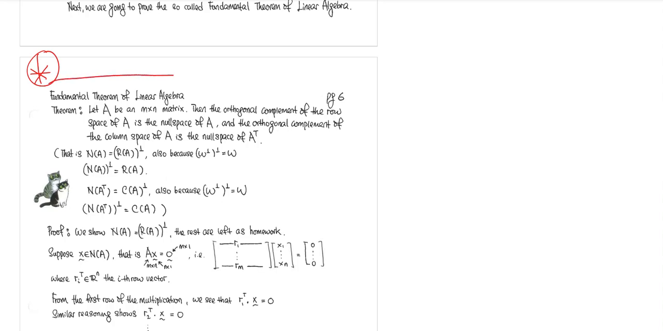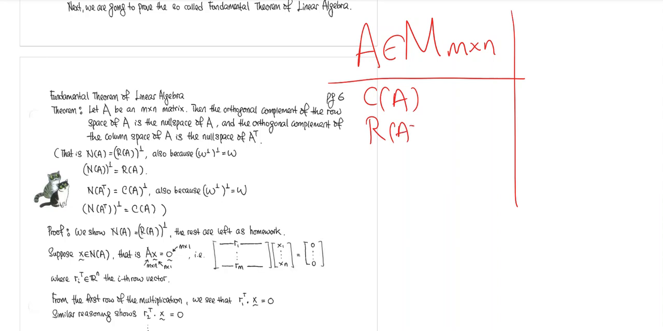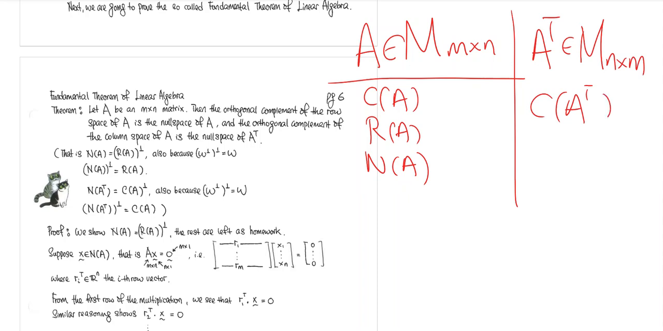Okay, so now with that, let's look at what the fundamental theorem of linear algebra says. Suppose you have a matrix A. It doesn't have to be square. It's a rectangular matrix, m by n. We can look at the column space of A, the row space of A, and the null space of A. You can also transpose this matrix, which will be n by m now. Again, you can look at the column space of A transpose, row space of A transpose, and null space of A transpose. These are all vector spaces.